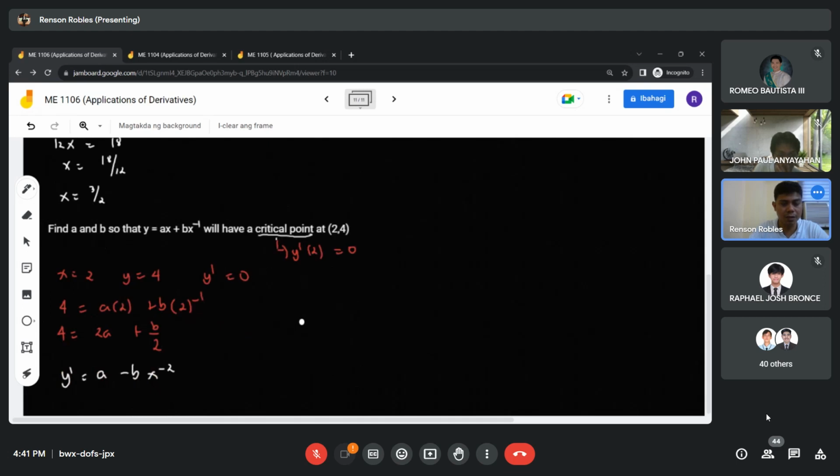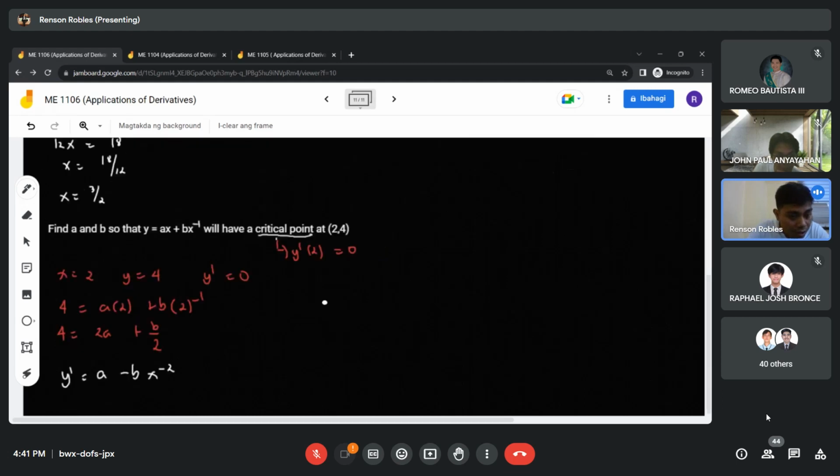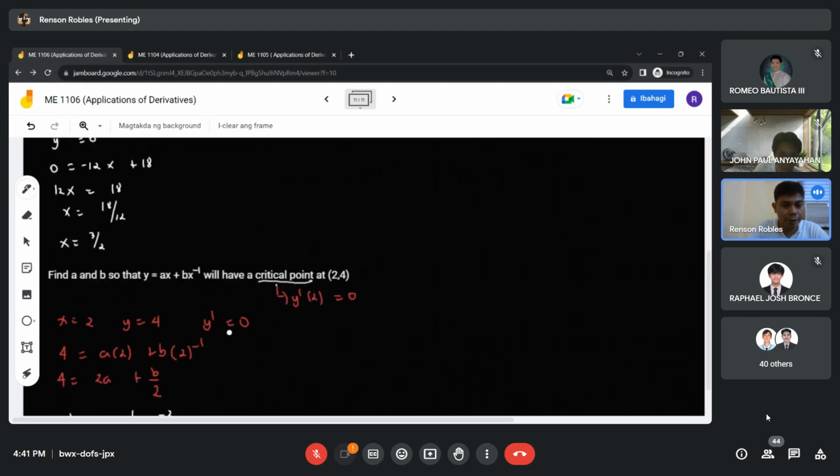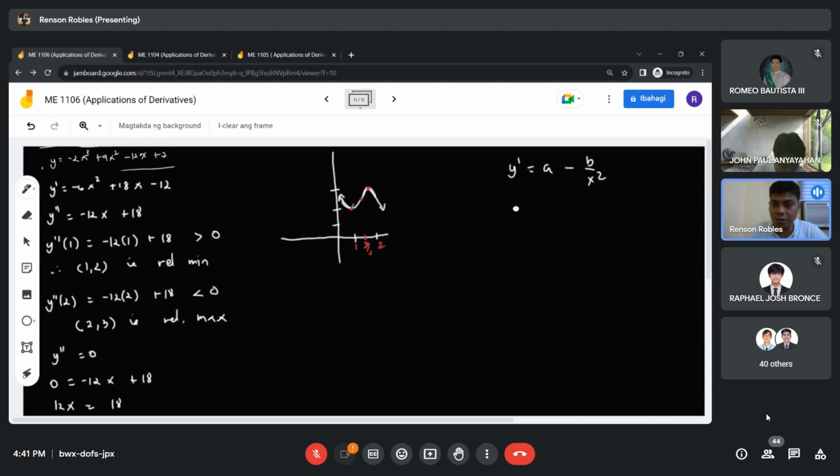Y prime is a minus bx raised to negative 2. And then y prime is 0 when x is 2. Okay, so 0 equals a minus b over 4.